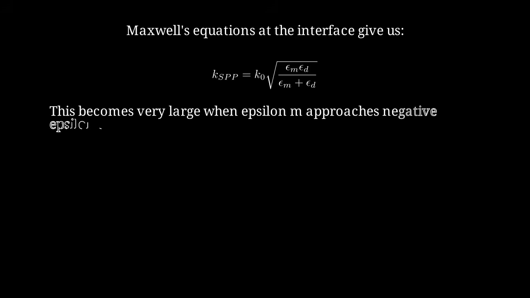Starting from Maxwell's equations at the metal dielectric interface, we derive the dispersion relation. The surface plasmon wave vector equals k0 times the square root of epsilon m times epsilon d over epsilon m plus epsilon d. This wave vector becomes very large when the metal permittivity approaches -1 times the dielectric permittivity. When epsilon m approximately equals negative epsilon d, the wave vector approaches infinity, meaning infinite confinement.